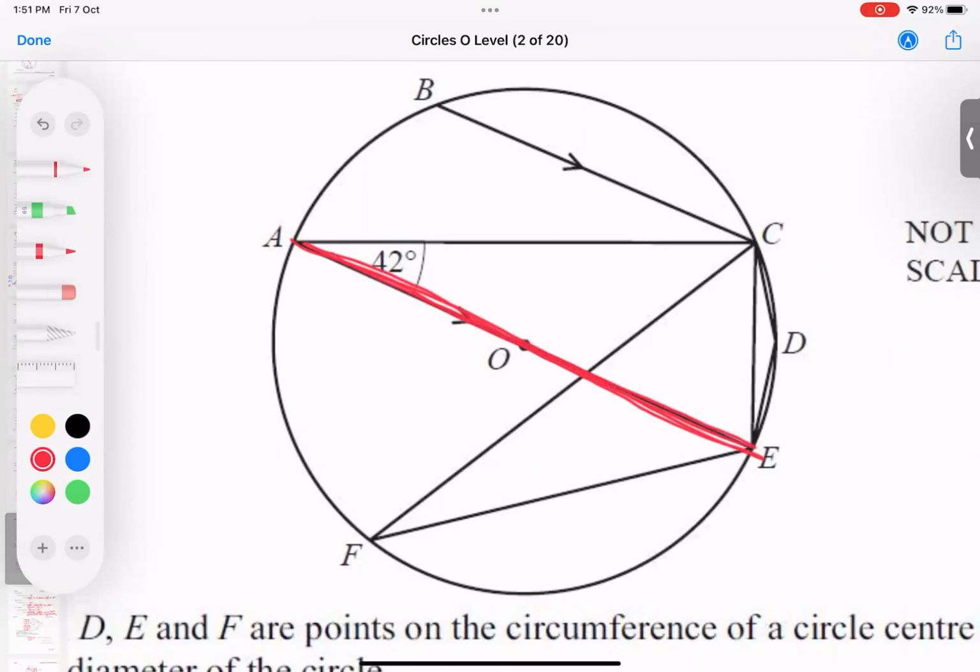Which point joins the ends of the diameter? This F is joining one end but not the second, so we can't say 90 degrees here. But C is joining with A and C is joining with E, so the angle between these two lines is 100% 90 degrees. I think you got the point very clearly.